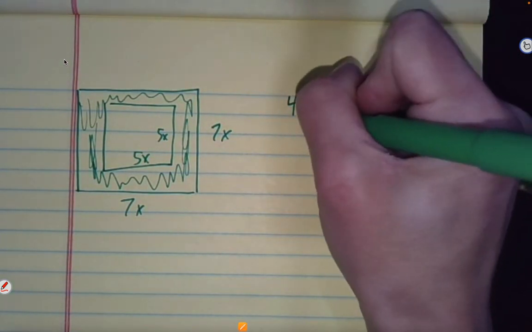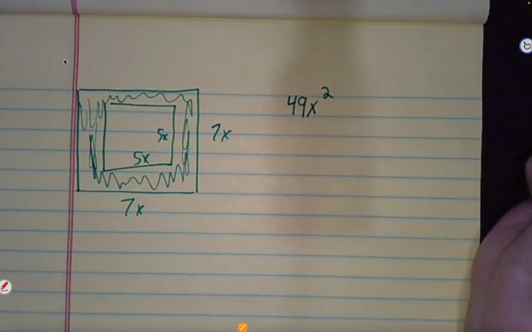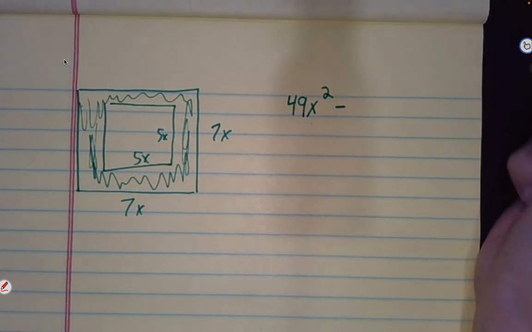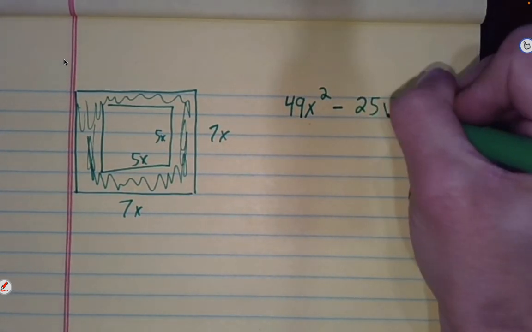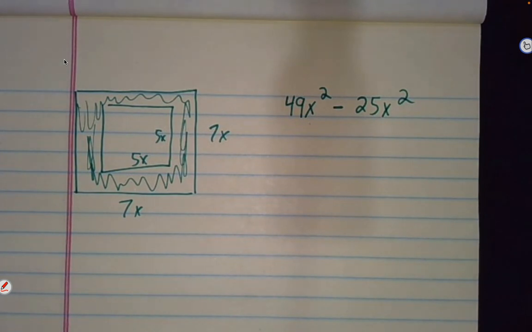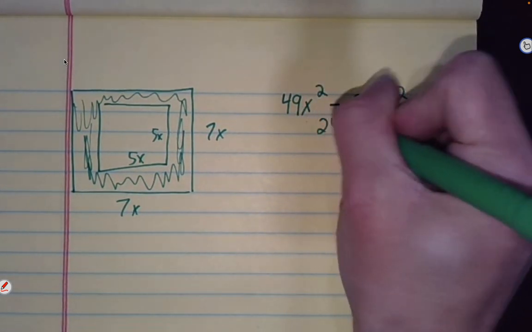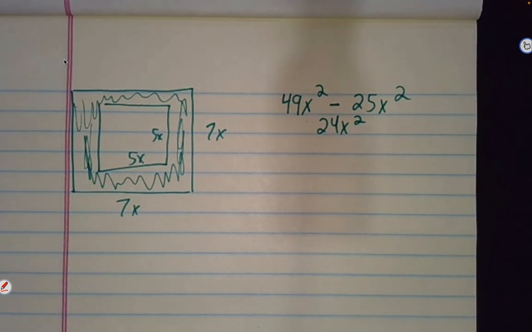49. And x what? Squared. Does everybody understand where the x squared comes from? Yeah, x times x. Now, what's the area of the smaller one? 25x squared. Now, are those like terms? Yeah, I can subtract those, right? What is 49 minus 25? 24. Oh, yeah, 24. I was about to say, I don't see the answer. Yeah, there it is. 24x squared. So we put B or D? B.